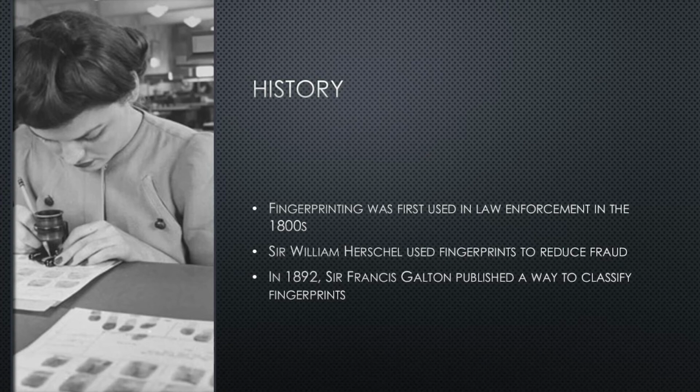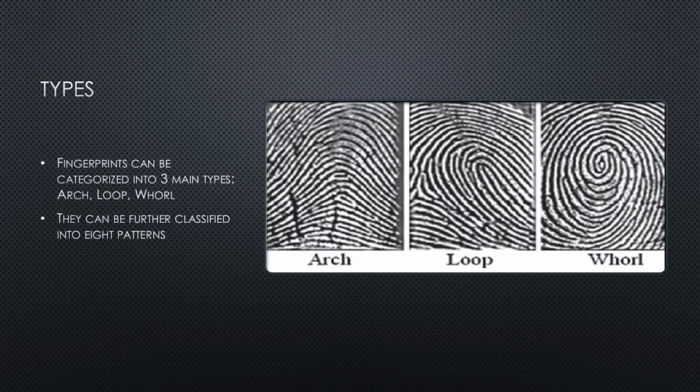Soon after, in 1892, Sir Francis Galton published a way to classify fingerprints. His way of classifying fingerprints was based off of the types of fingerprints that there are, and fingerprints can be categorized into three main types: arch, loop, and whorl. They can also be further classified into 8 distinct patterns.